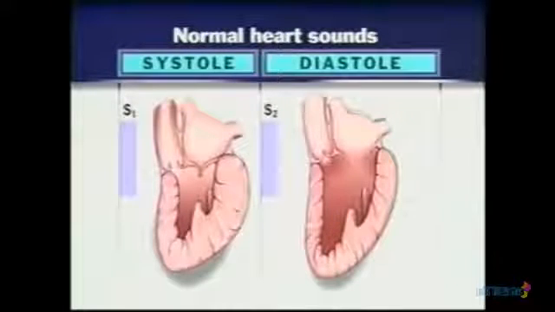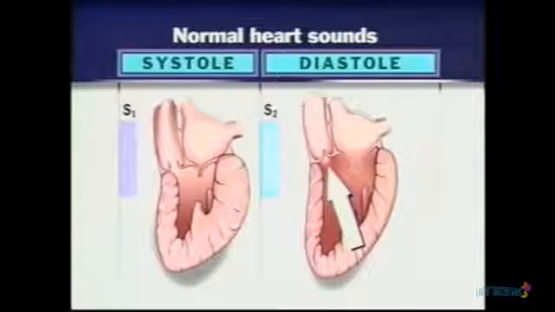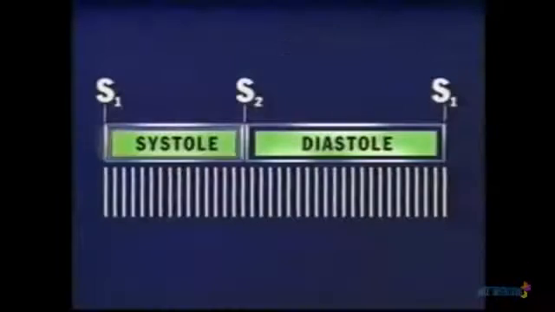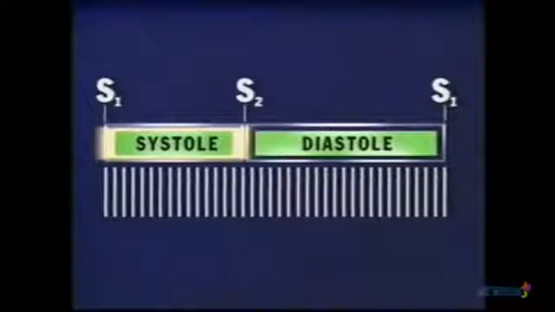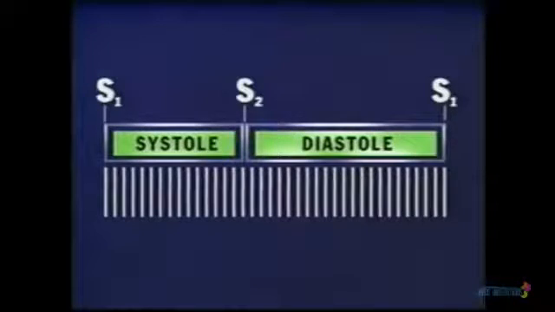Before auscultating the heart, let's review normal heart sounds. Closure of the heart valves creates a pair of audible heart sounds. The first sound, S1, accompanies mitral valve closure. The second sound, S2, accompanies aortic valve closure. Pulmonic and tricuspid valve closure may contribute to these sounds. Ventricular systole occurs between S1 and S2. Ventricular diastole occurs between S2 and the next S1. Because diastole usually lasts longer than systole, you can identify the two sounds. 1-2, 1-2, 1-2.